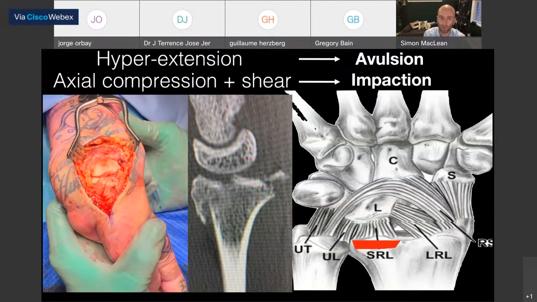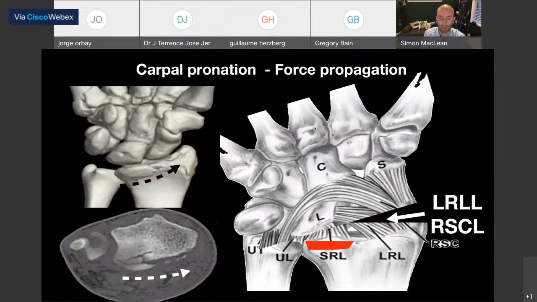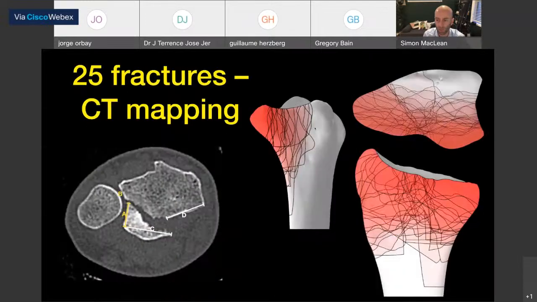The other thing that we see is axial compression and shear injuries, and we see these with the higher energy injuries. With further carpal pronation and ulnar deviation, the force can propagate to involve the long radiolunate ligament and the radioscaphocapitate ligament. We've done some work looking at CT mapping. This is work done in collaboration with Greg Bain.